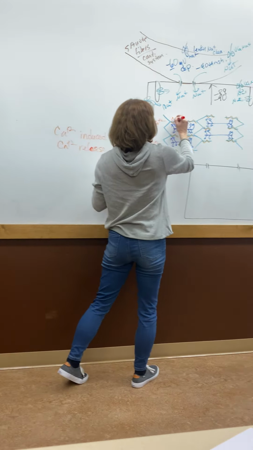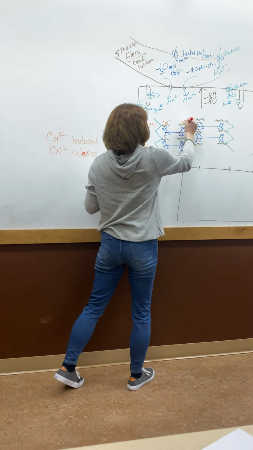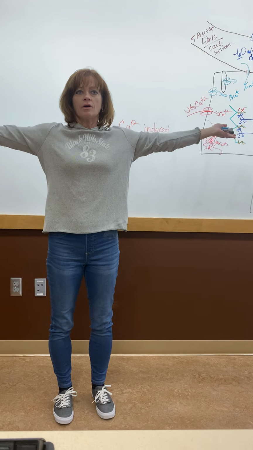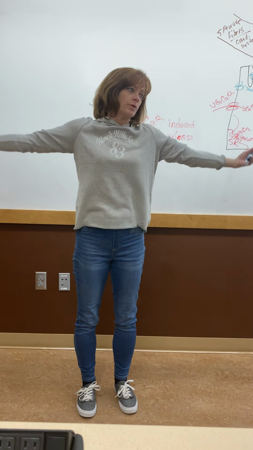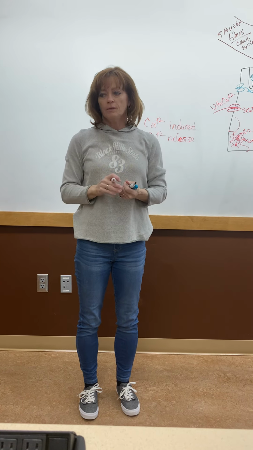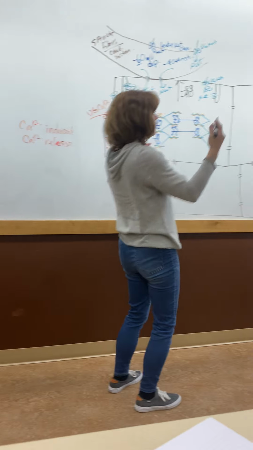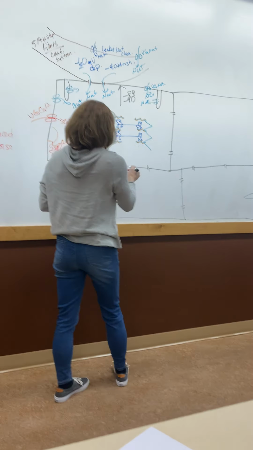Bind to the TT complex. Do what? Move it, so that we can have our power stroke. Power stroke: bind and pull, and bind and pull, and bind and pull. Okay? Thankfully, we've got magic numbers here.